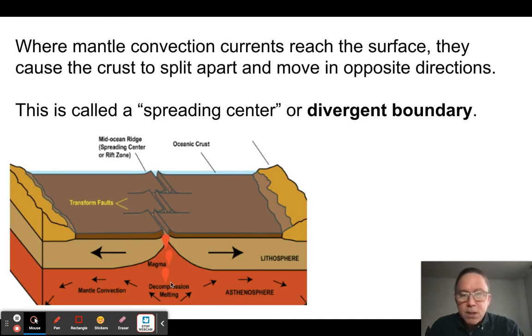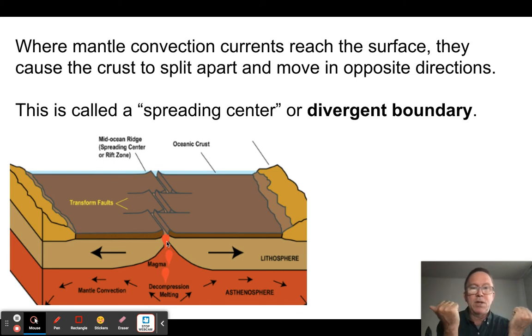Now, where these convection currents come up, they come up like this, right? And so the rising material moves off in this direction, it moves off in this direction, and it drags part of the Earth's surface this way and part of the crust that way, and causes it to split apart. And when it does, magma is going to come up and take its place. So there's going to be volcanic activity here and some earthquakes here. We call this a divergent boundary.